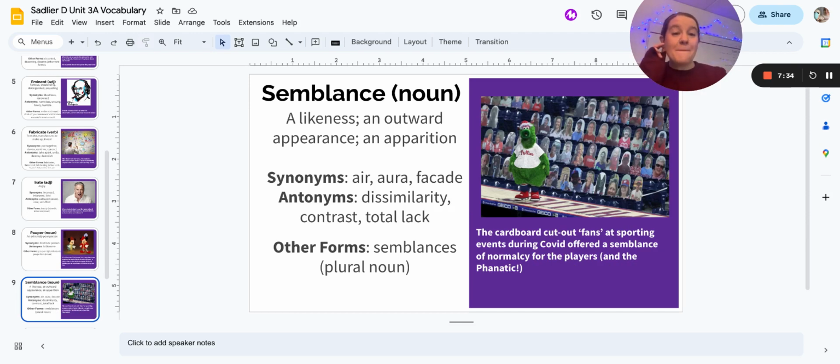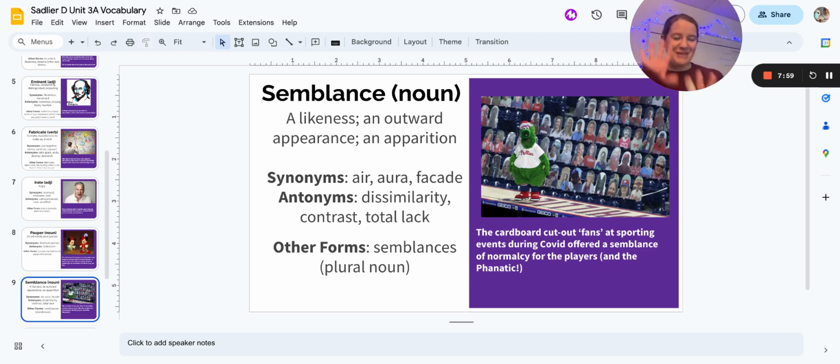Our next word is semblance, which is a noun. This one's kind of the weird word of the unit. It means a likeness, an outward appearance, or an apparition. So if something is seemingly something else, you could say it has a semblance of whatever that may be. Your synonyms are air, aura, and facade. Your antonyms: dissimilarity, contrast, or total lack. Semblances is our plural noun form.